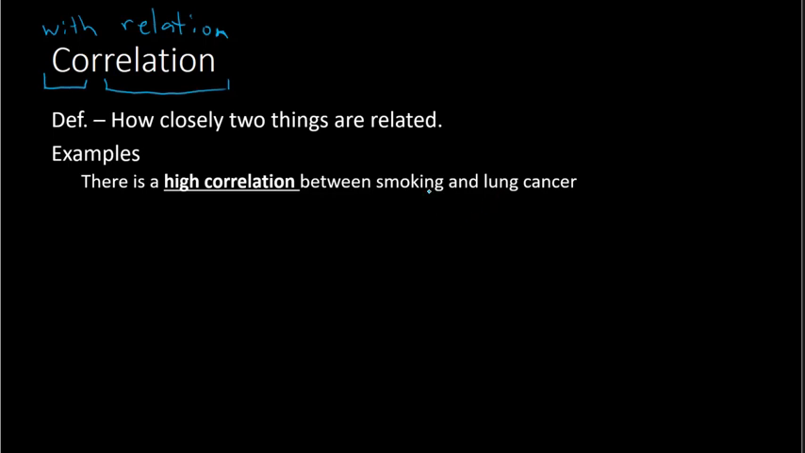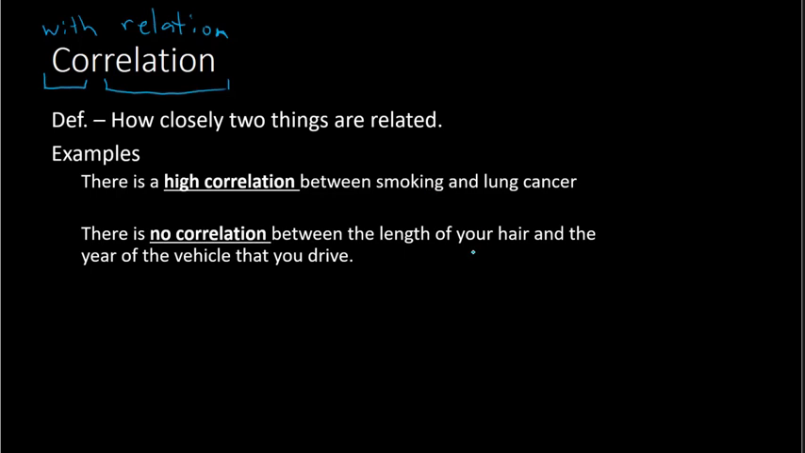Okay, whereas there'd be no correlation between the length of your hair and the year of the vehicle that you drive. Your hair length and your vehicle have nothing in common. Okay, so we'd say that there's no correlation between those two things because there's no relationship. Now, when you plot points on a scatter plot, you can tell whether there's high or low correlation. And then we have also what's called positive or negative correlation.